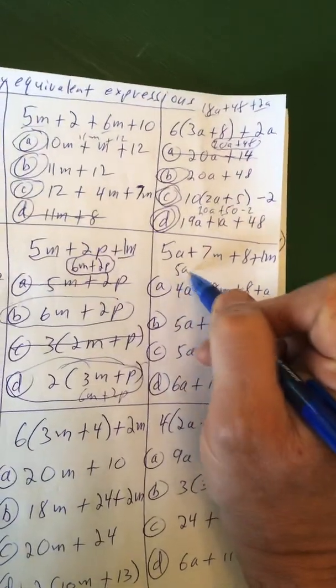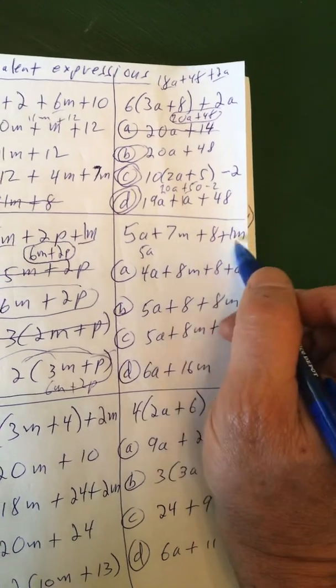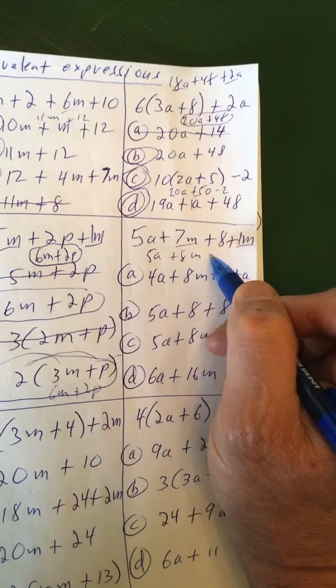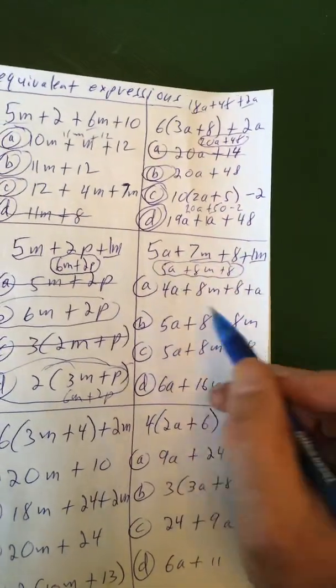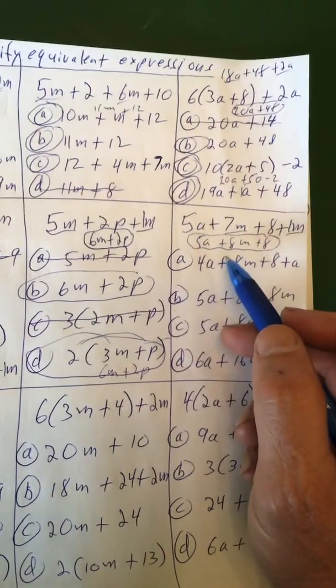So this is 5a, nothing's like that, and then I'm going to go alphabetical, so 7m plus 1m is going to be 8m, and then plus 8. So there it is, simplified. That's what I'm looking for. And you can switch the order. The order might be different, but that's how you should write it.